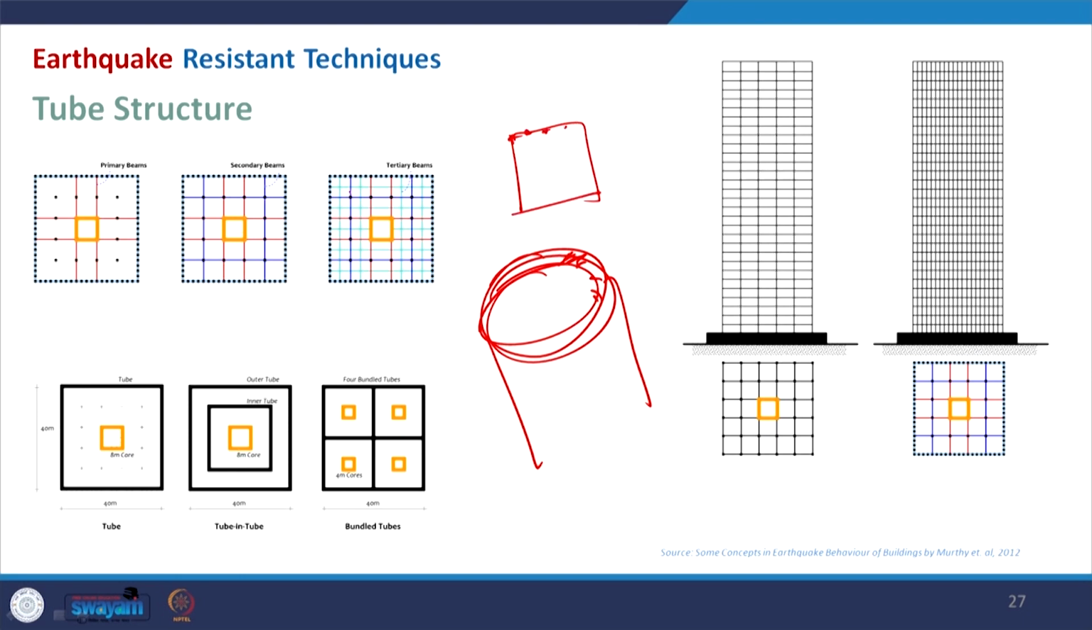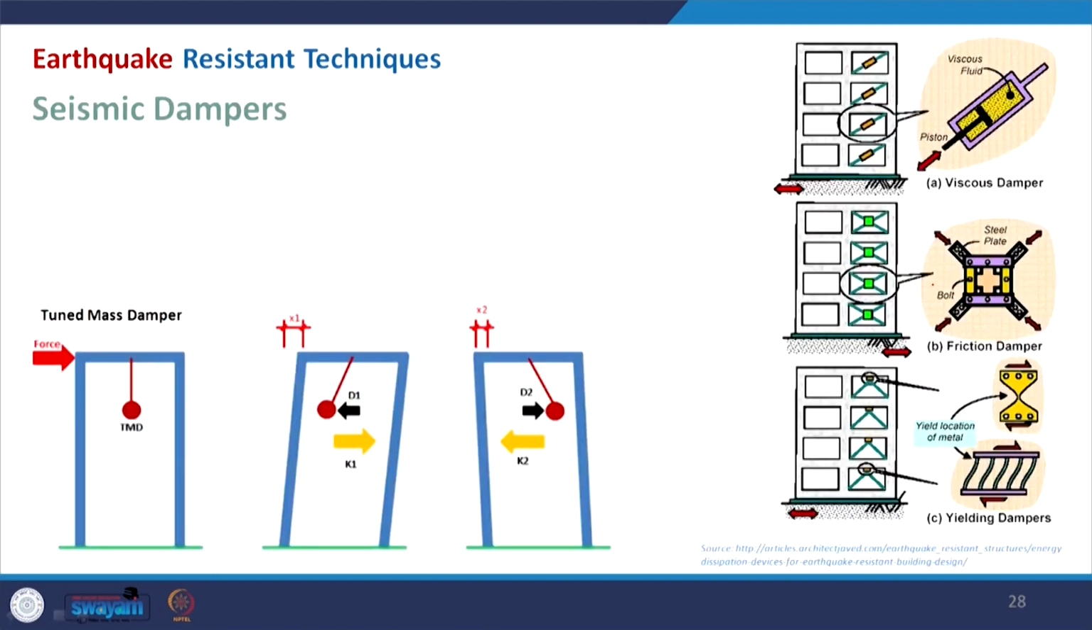It is almost a core, but with some openings, and we can have a normal tube, or a bundle tube where different tubes are made together, and then we can have a tube in tube structure like this, where the internal tube is also maintained. Here you can see the difference: wherever you have multiple such columns, it will perform in a better manner to resist the lateral load.